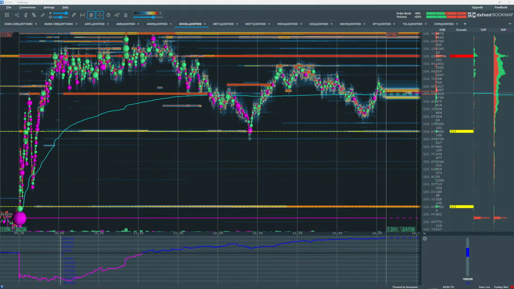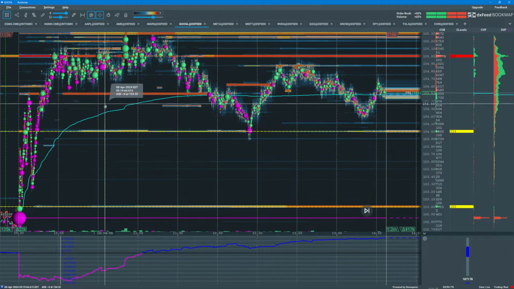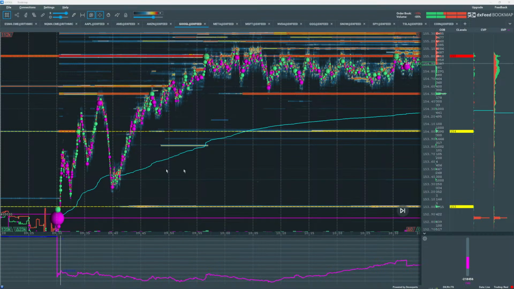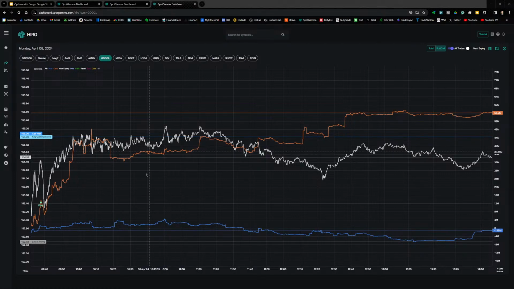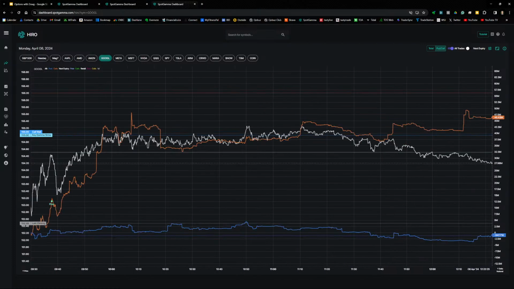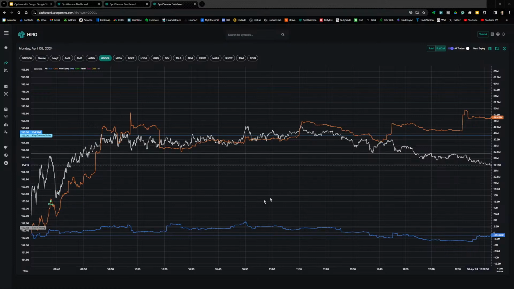So there's the 155 call wall key gamma strike. Quick move higher. Let's zoom in. Good entry point here, good pullback to VWAP. That's shown by the light blue line there. Let's go back to Hero. All right, so there's that pullback. Flow alert, quick pullback. Then a move on up to the 155 call wall.